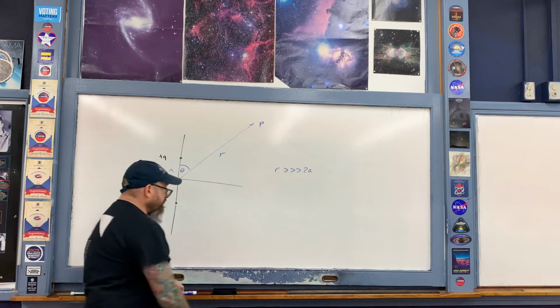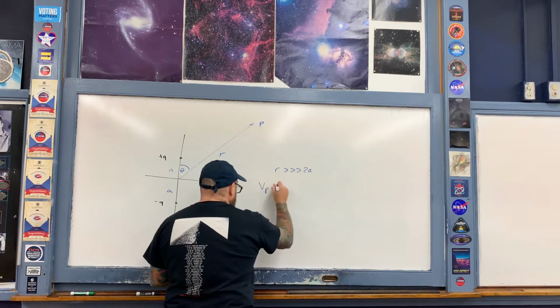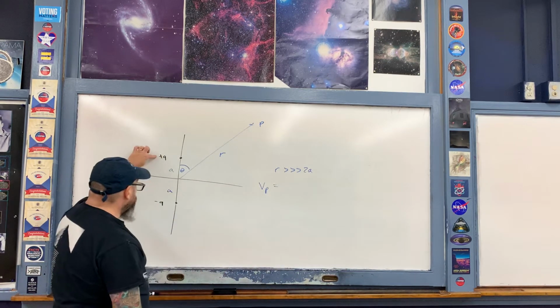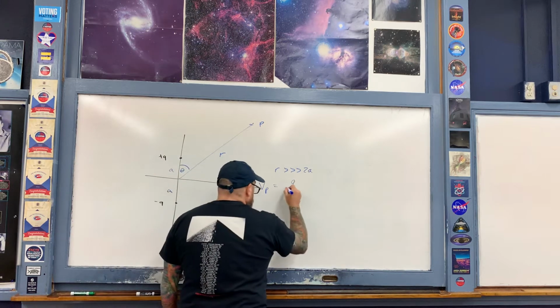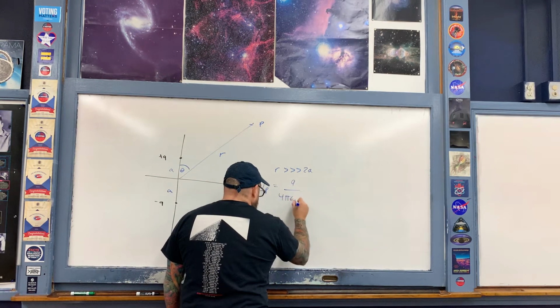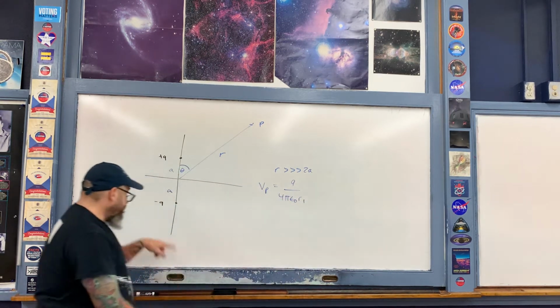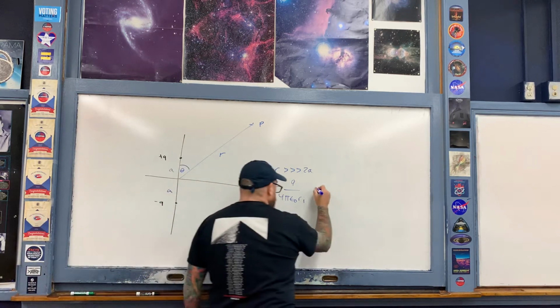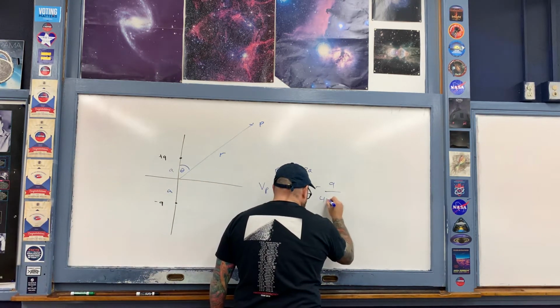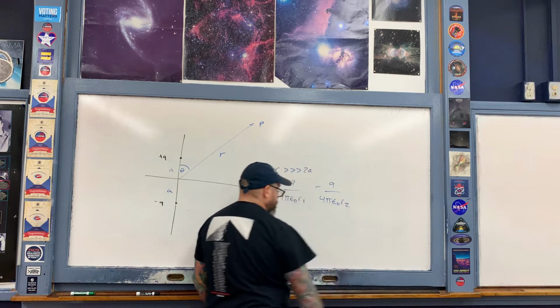So then the potential at point P in space is going to be the following. First of all, for the positive charge, Q over 4 pi epsilon naught times R1. And then for the negative charge, minus Q over 4 pi epsilon naught times R2.